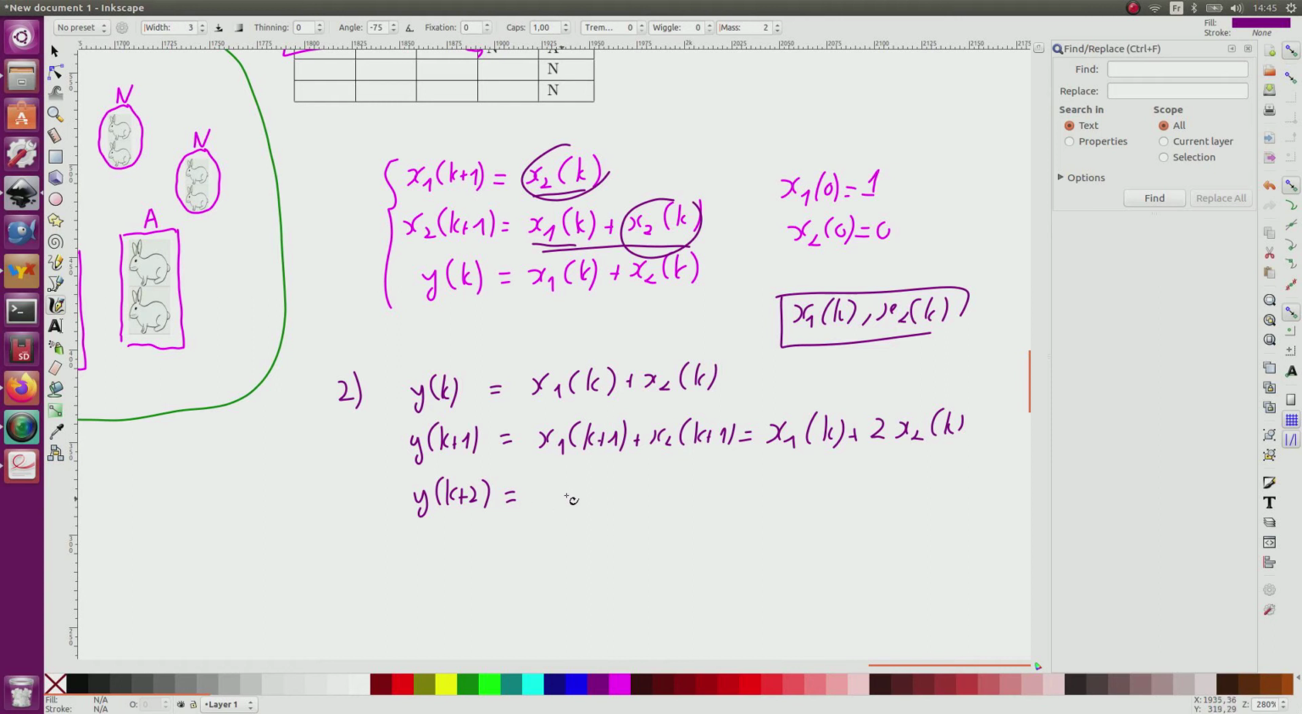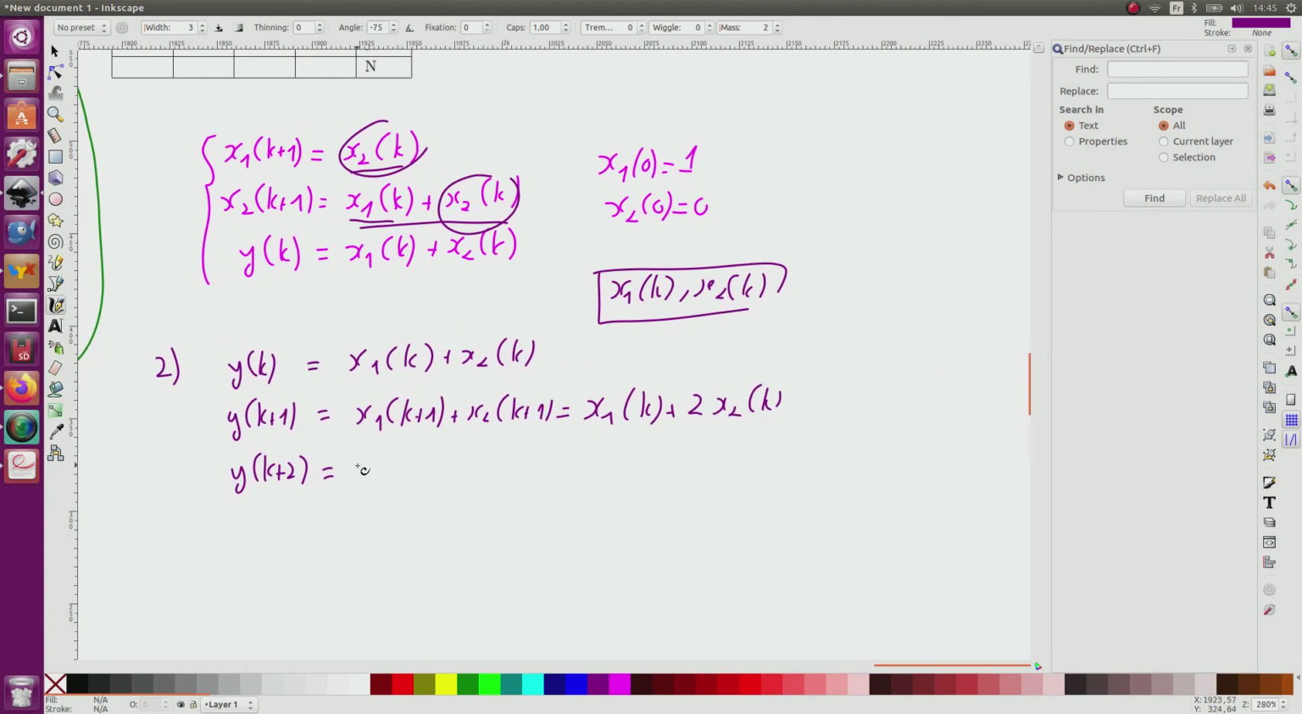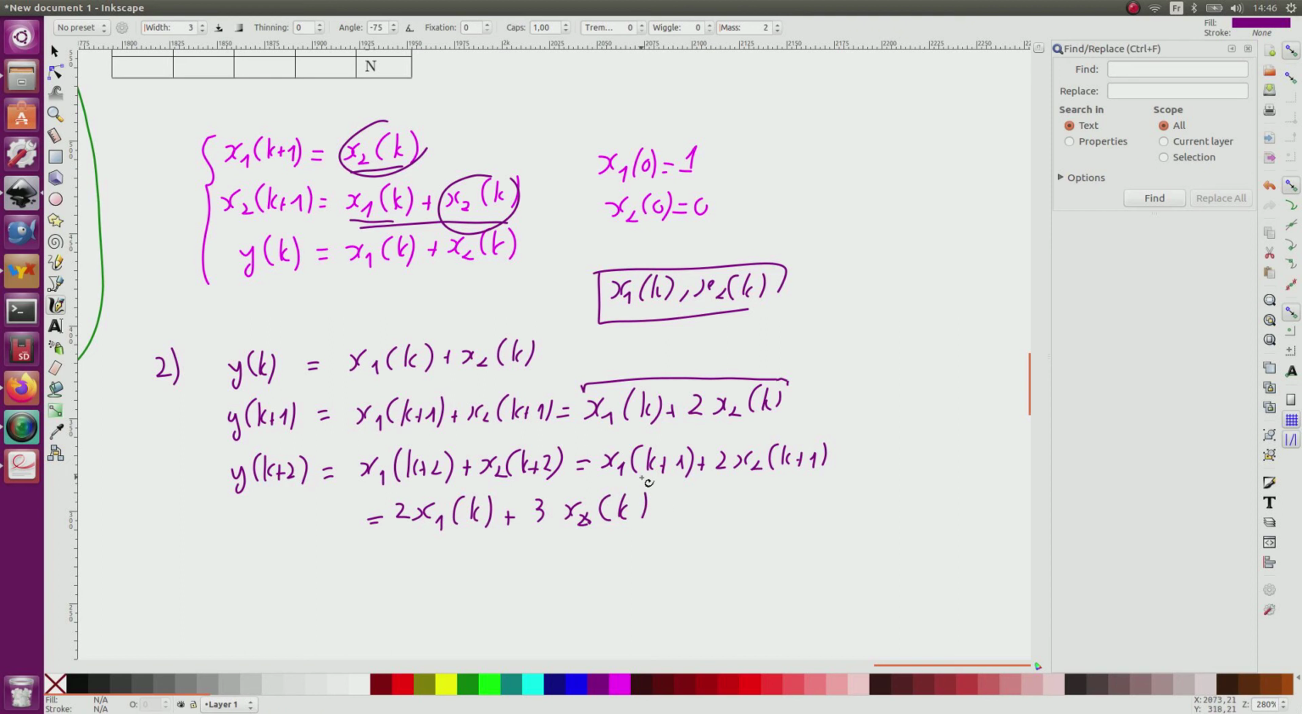Now for y of k plus 2 I will do the same. I know that it is x1 of k plus 2 plus x2 of k plus 2 due to this, which is equal to, as written previously, x1 of k plus 1 plus 2x2 of k plus 1 due to this, which is equal, so now x1 of k plus 1 is given here, is x2 of k, and this one also, I can take it here. And it makes me 2x1 of k plus 3x2 of k. Okay, so I will consider these relations.